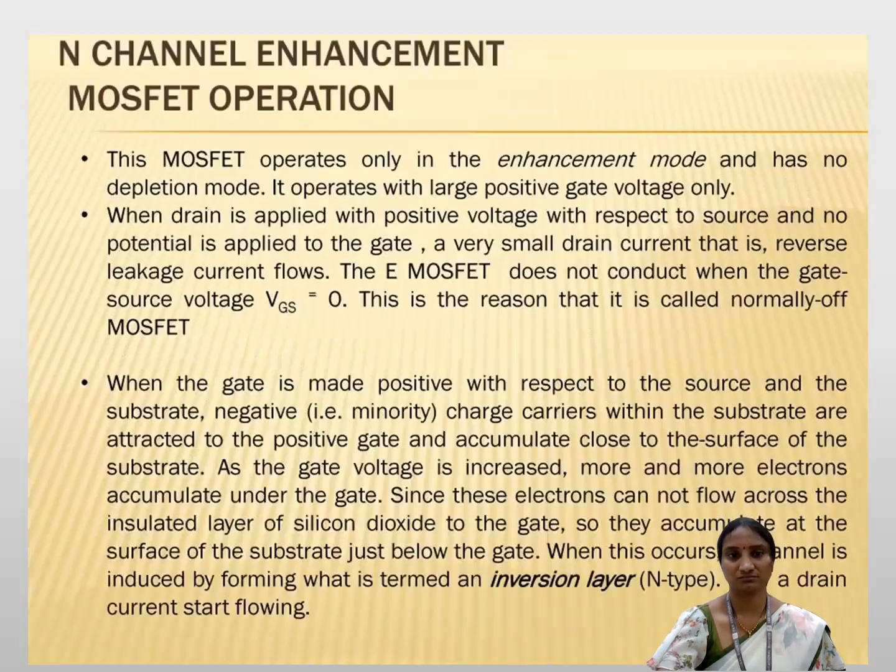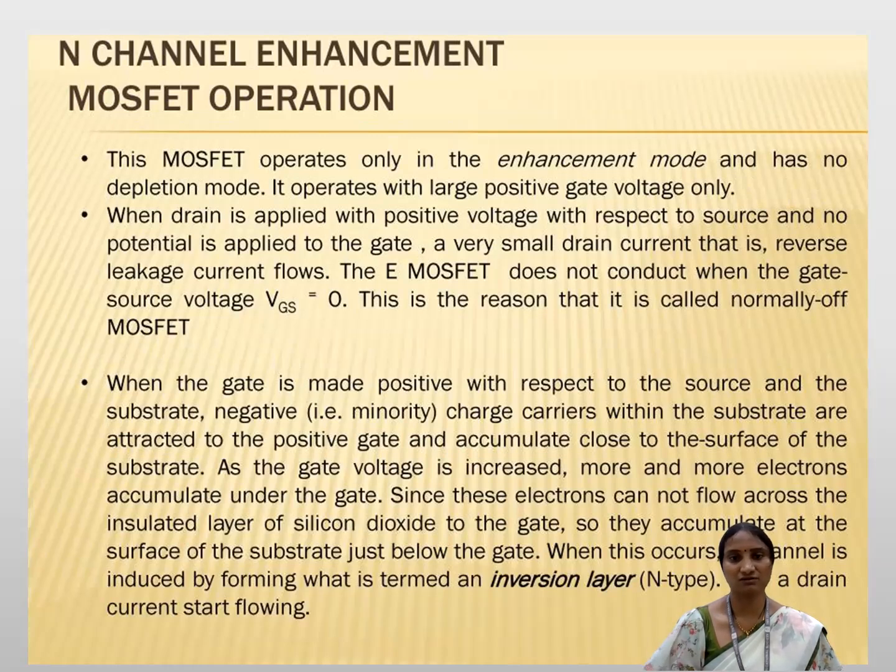Coming to the operation, a similar kind of operation exists for the enhancement MOSFET also. When the drain is applied with a positive voltage with respect to the source, and no potential is applied to the gate, what happens? A very small drain current, that is reverse leakage current, flows. So this enhancement MOSFET does not conduct when the gate to source voltage is zero. It is normally off initially.